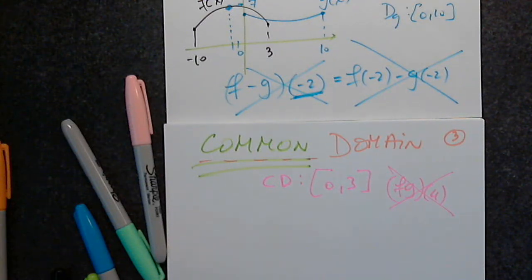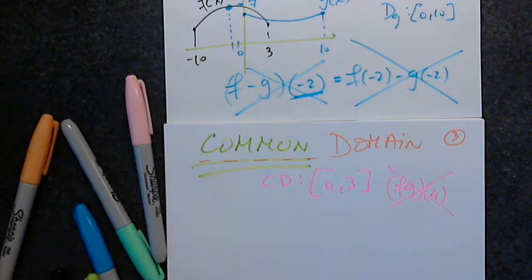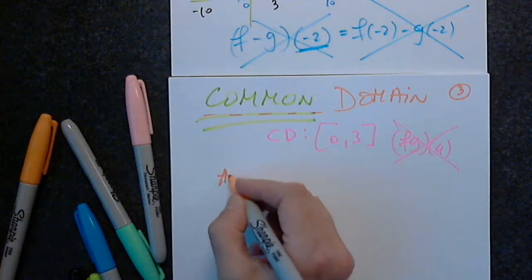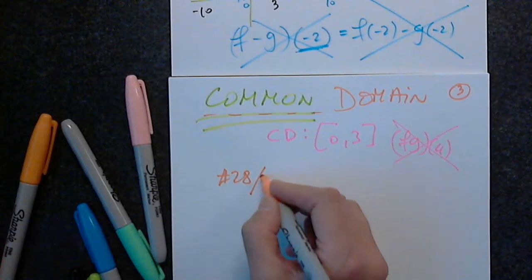So in order to add, subtract, multiply, and divide functions, I have to check for the common domain. If there is no common domain, functions don't exist. So let's look at the following problem, number 28 on page 310.